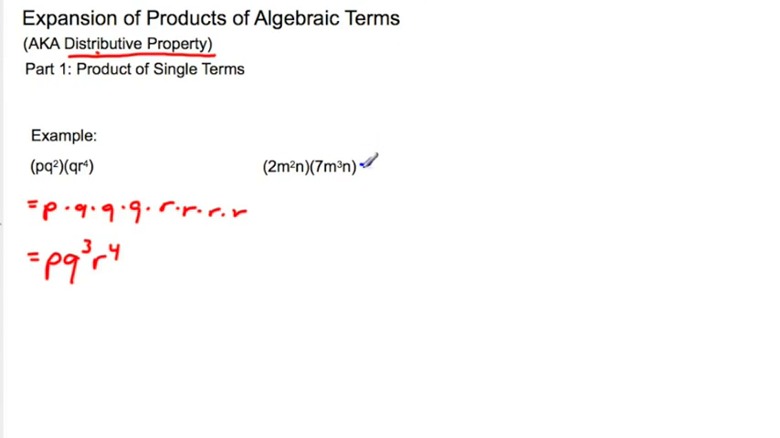First I'm going to deal with my coefficients. So that means I have 2 times 7 times m times m. I like to put my coefficients in the front because it makes things easy. And then times, so I have those two m's, times m times m times m, m times m times m, times n times n.